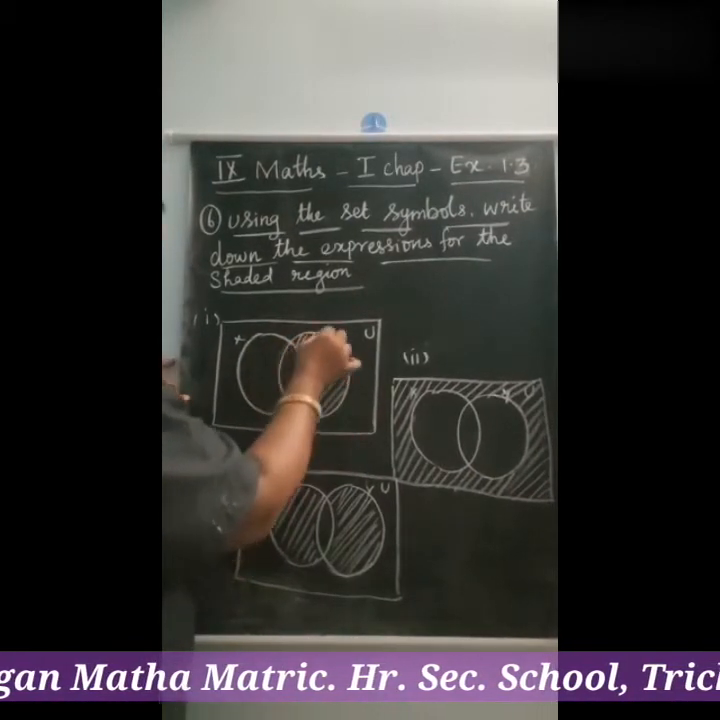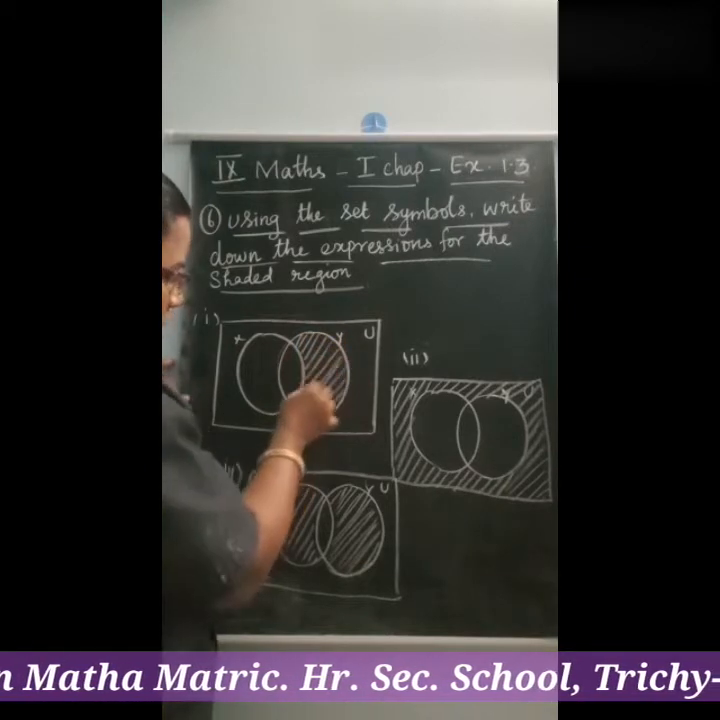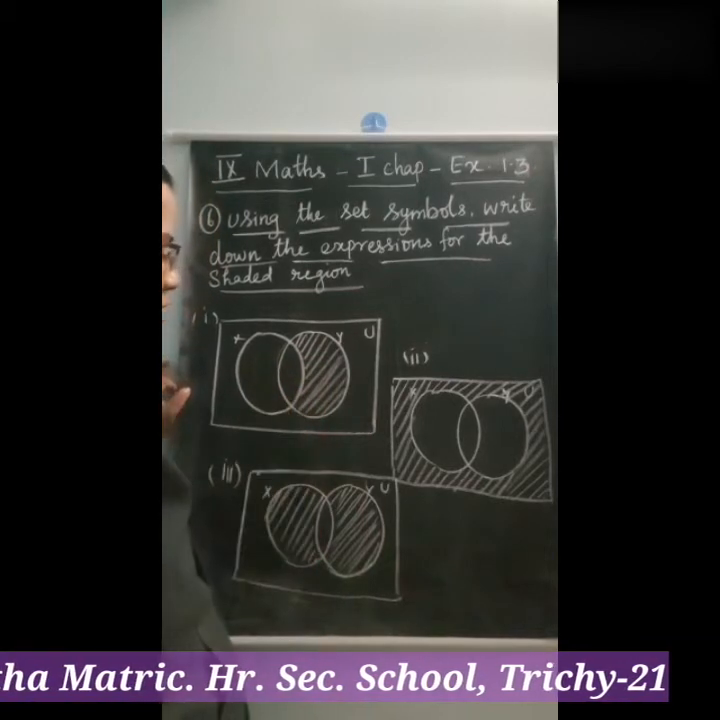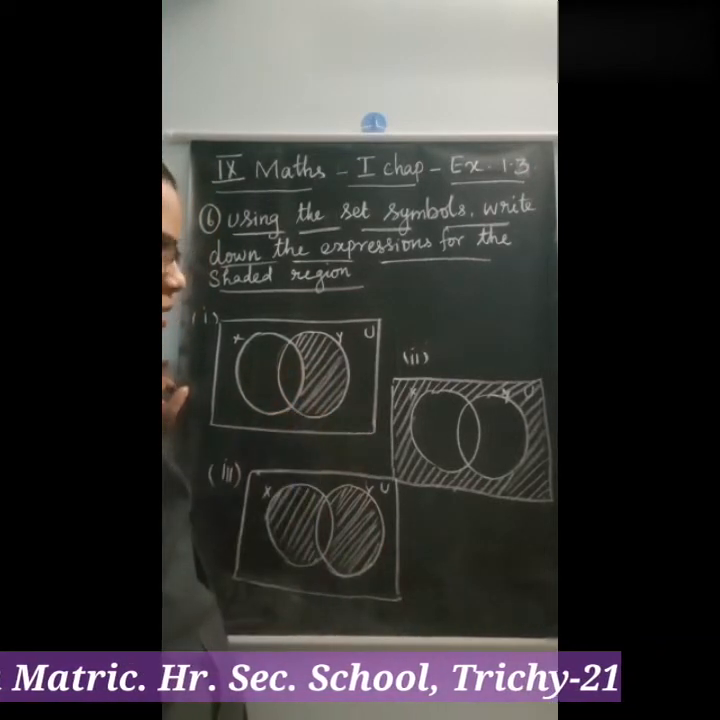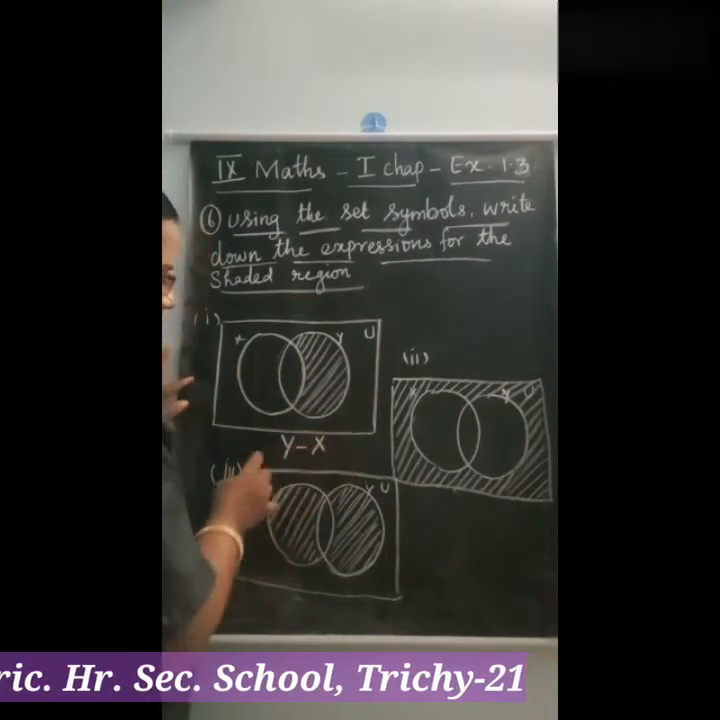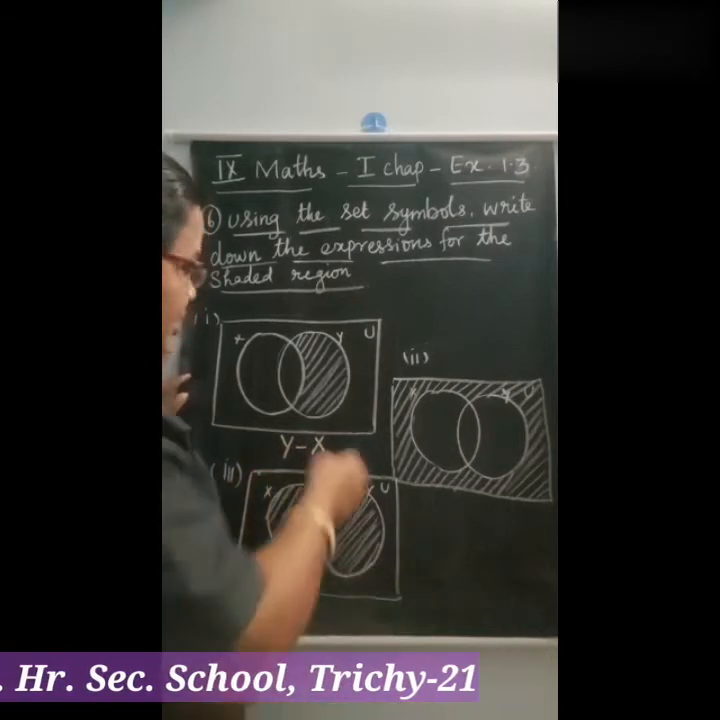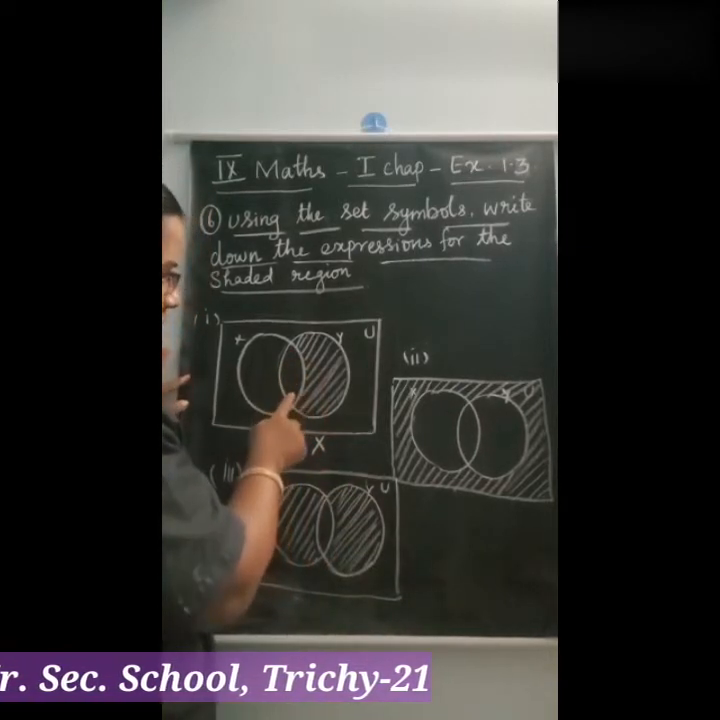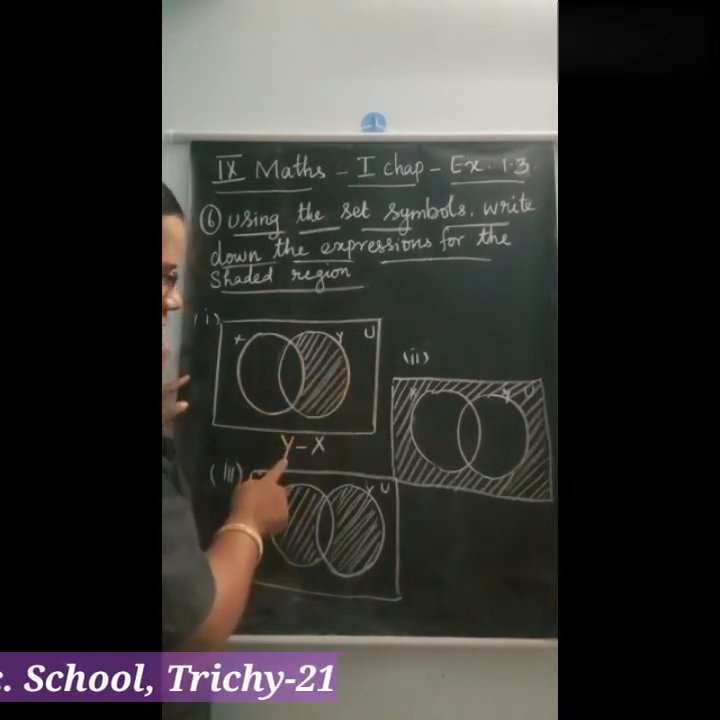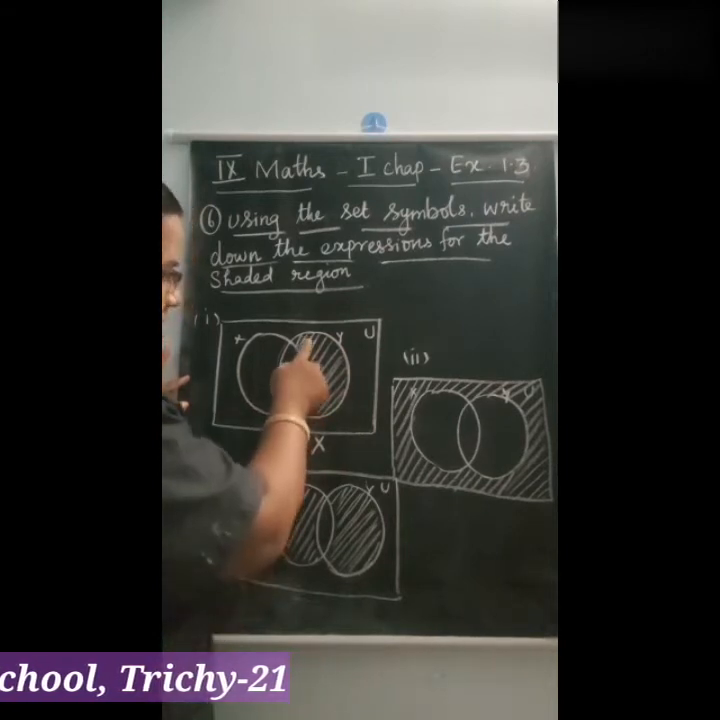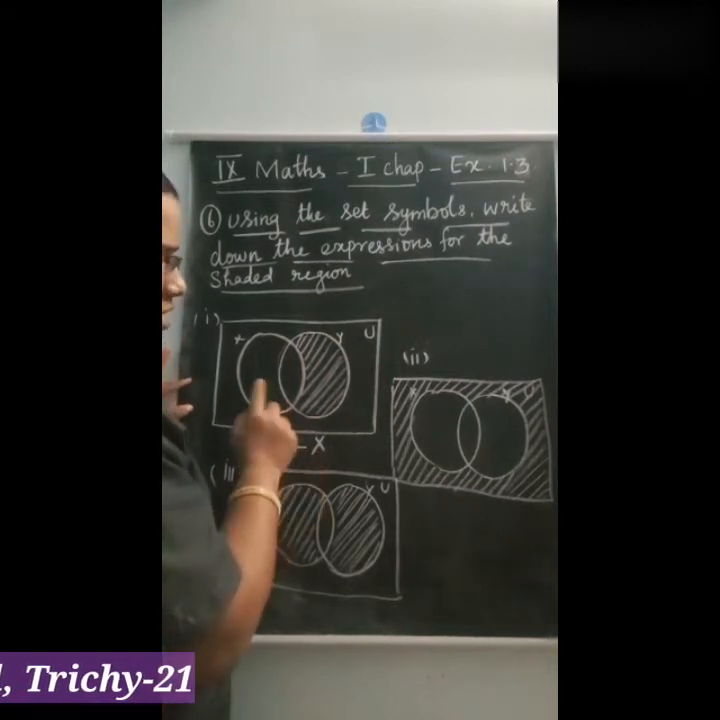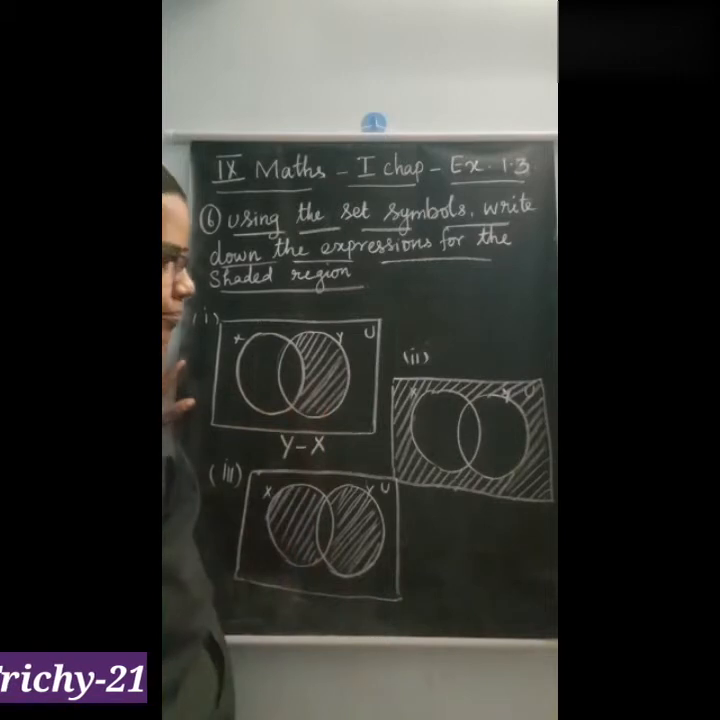The shaded region is only y, that is, except that common part of x and y. So how do we express this one? This is y difference x. We have to take the common part, leave this common part, and the remaining part in the y set is the shaded region. So y difference x is the answer for this Venn diagram.